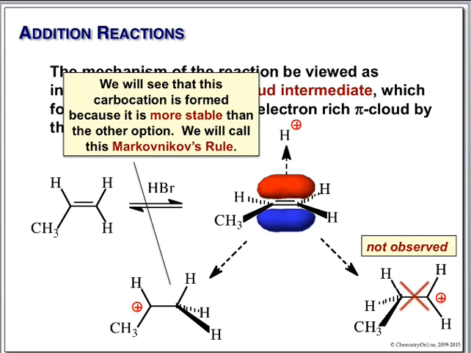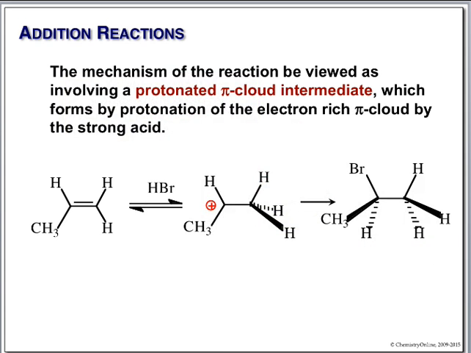Markovnikov's rule is probably best understood just by simple carbocation stability. This is a more stable carbocation than the primary is. And again, we'll talk about that in the next chapter. Markovnikov's rule: when bromide adds to the most stable carbocation, that's when we get our product. So this is how we show a mechanism. Our first step, we're going to protonate the double bond to form the carbocation. In the second step, Br- is going to attack to form the final product.